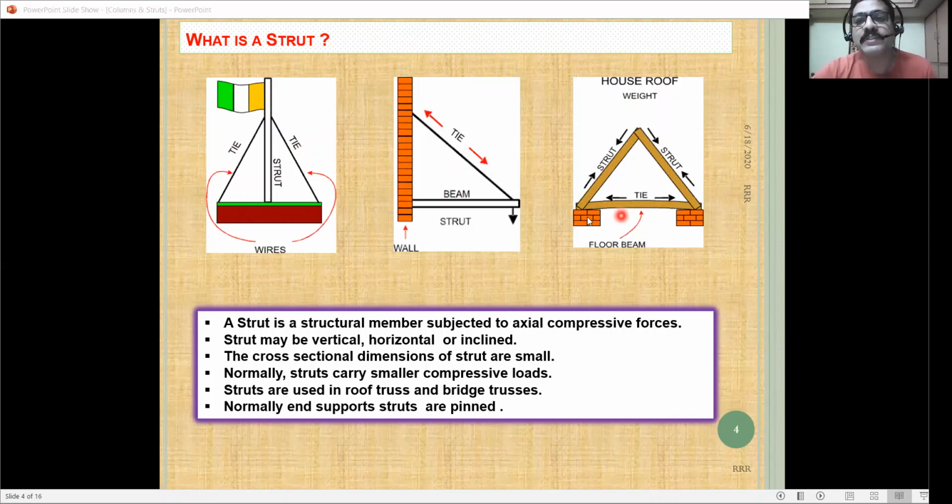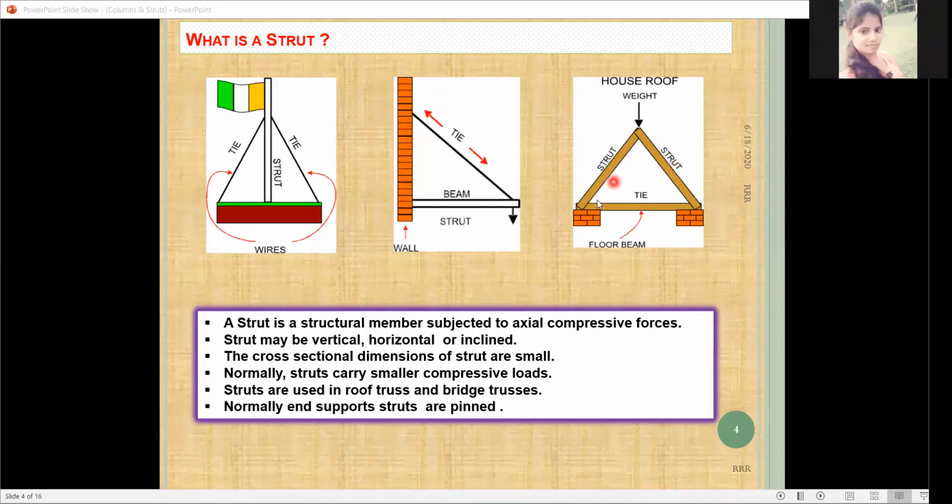See here in the third figure, there is a horizontal beam and two inclined members. I cannot call them beams, they are members. Suppose a load is applied at the top. The two inclined members take care of compression, and at the same time the bottom portion goes into tension, right?